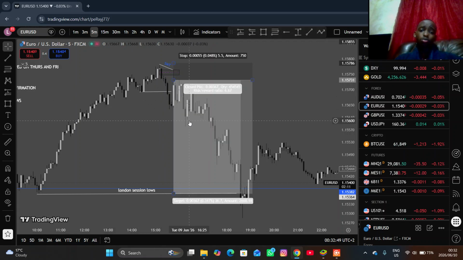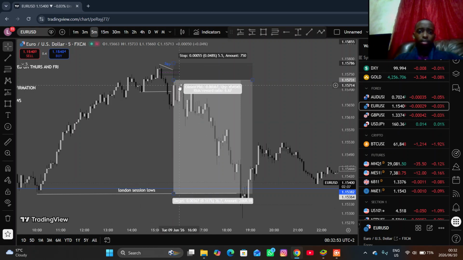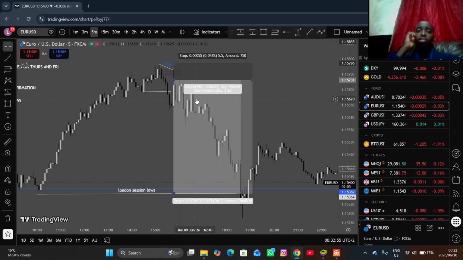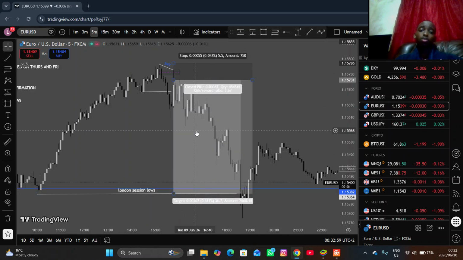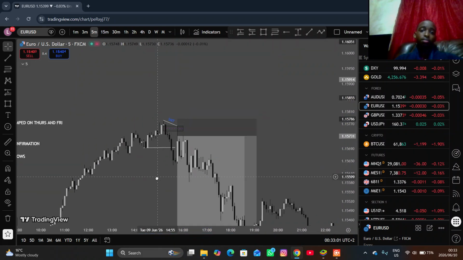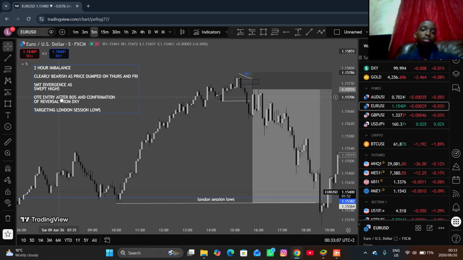It's a 6 to 1. I don't really look at the R, I just look at the stop loss and the targets, which we were targeting, the session lows. Price did go there. So we see an OTE entry, which is the fair value gap plus the 61% extension.